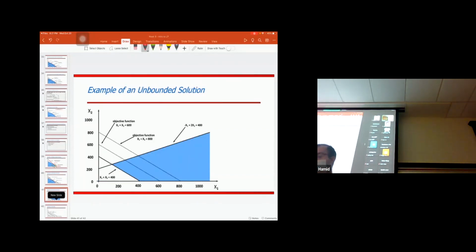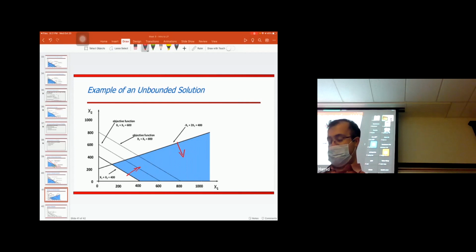Let's look at a totally new problem. So in this one, my feasible region is unbounded. Let's say for this one, I say less or equal. For another constraint, I say more. So my feasible region doesn't have a cap. It's just an unbounded problem.